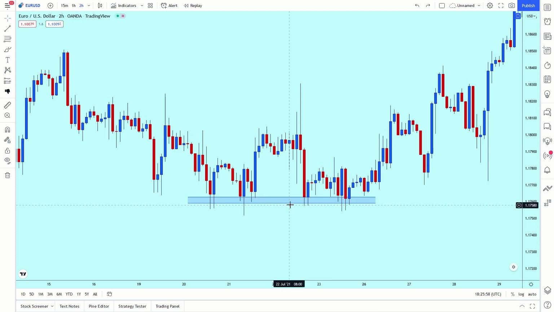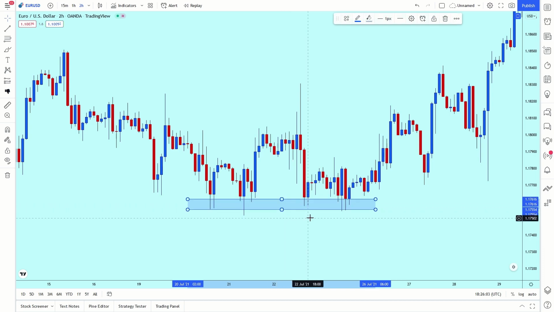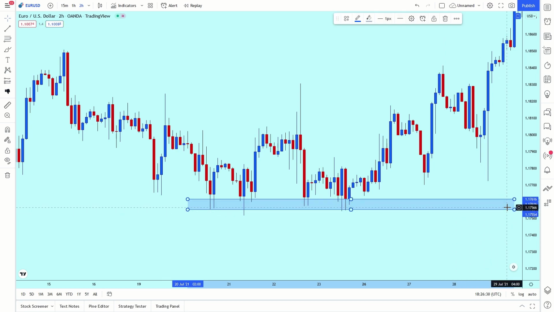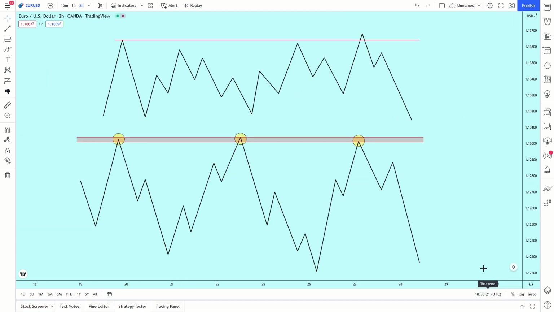So it doesn't matter if you draw it like here, or like this, or like this. The point is the same. This is a support zone because price failed to break it multiple times. And then you draw this zone, because you want to see a reaction if price reaches this zone next time.